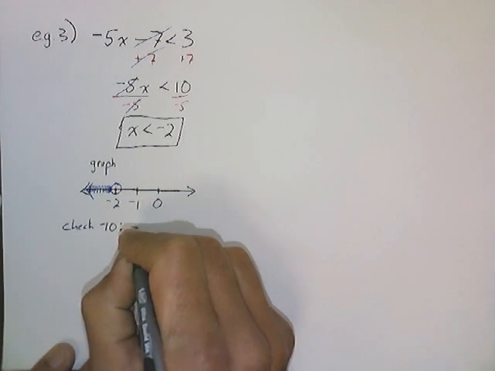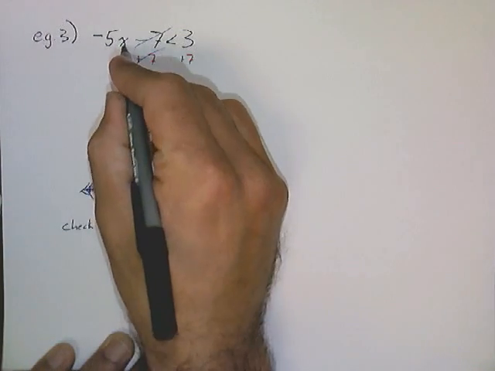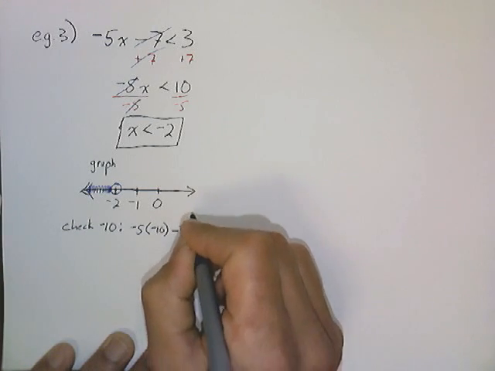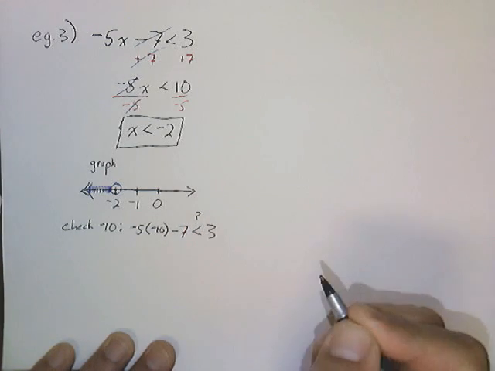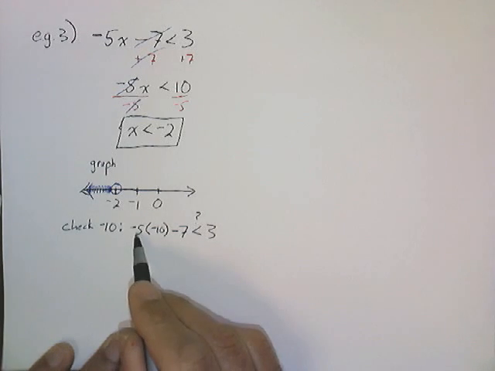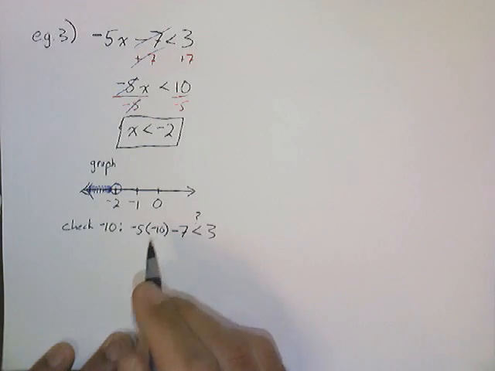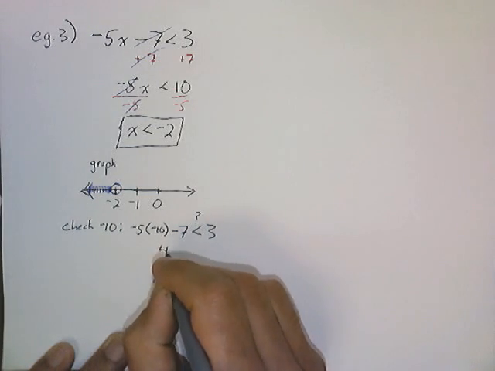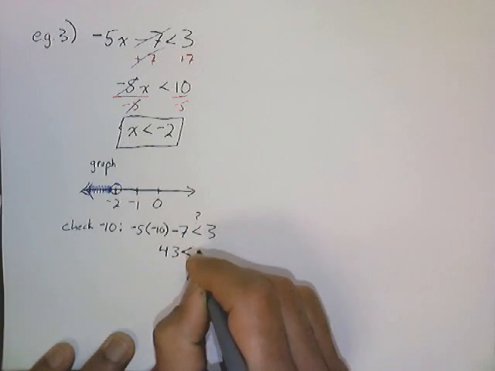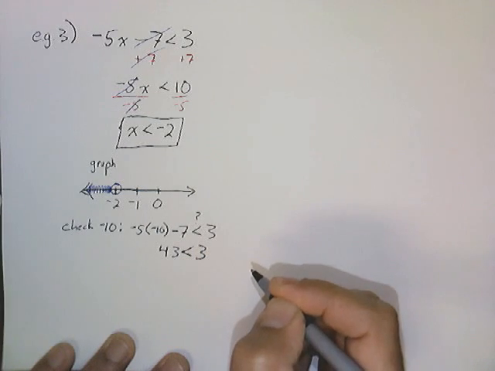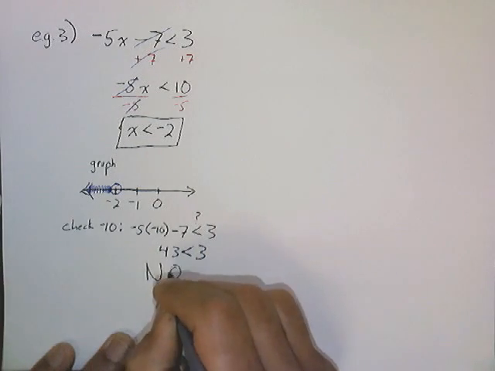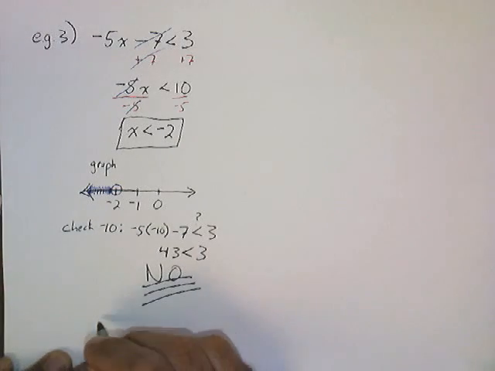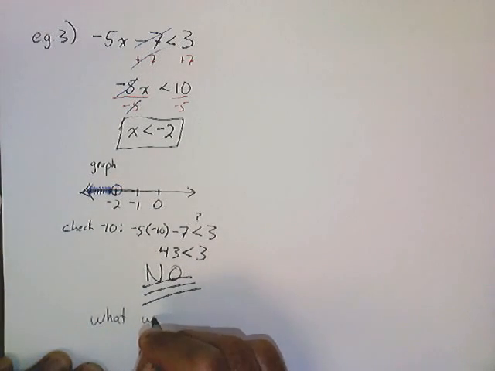So we'll ask ourselves, is negative 5 times negative 10 minus 7 actually less than 3? Let's see here. Negative 5 times negative 10 is positive 50. Minus 7 would be 43. Is that actually less than 3? No. So the question is, what went wrong?